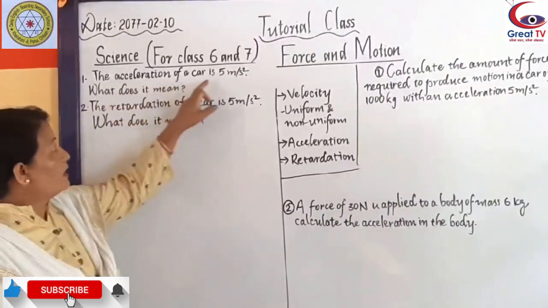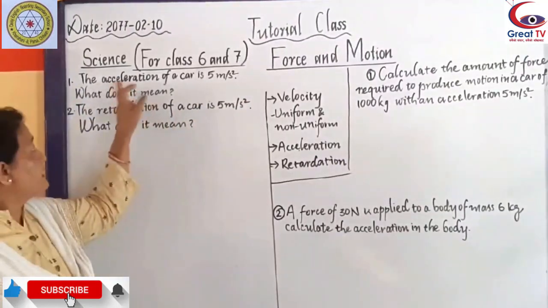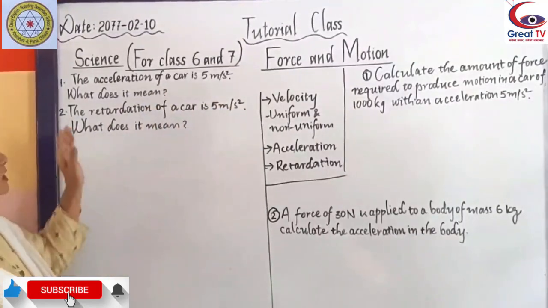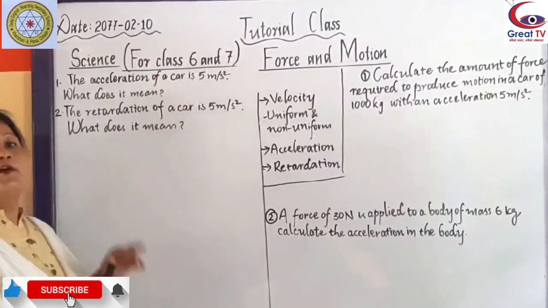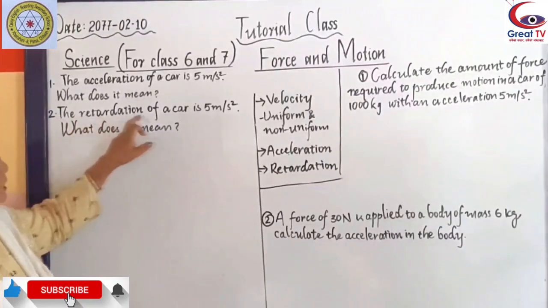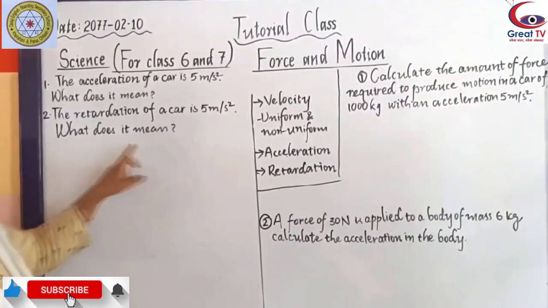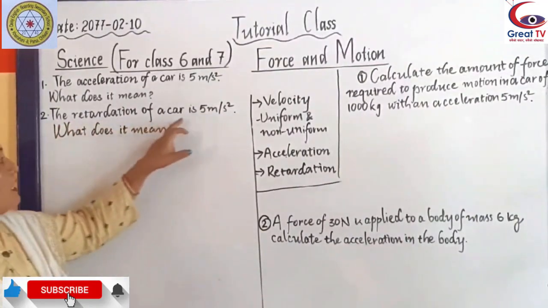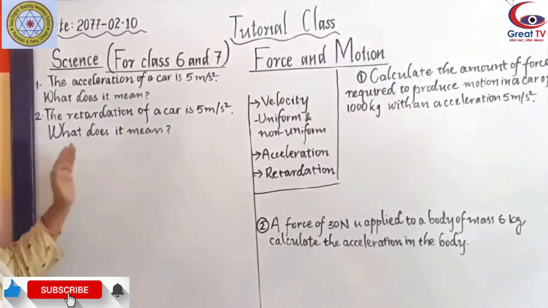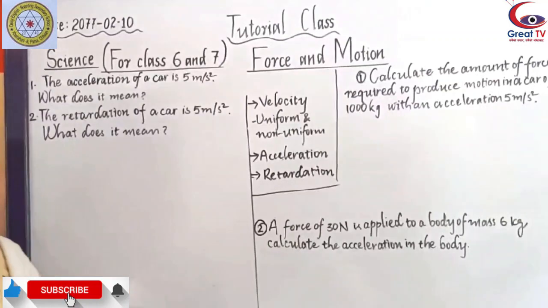The acceleration of a car is 5 meter per second square. What does it mean? It means the velocity of the car increases by 5 meters per second in every second. The retardation of a car is 5 meters per second square. What does it mean? It means the velocity of the car decreases by 5 meters per second in each second.